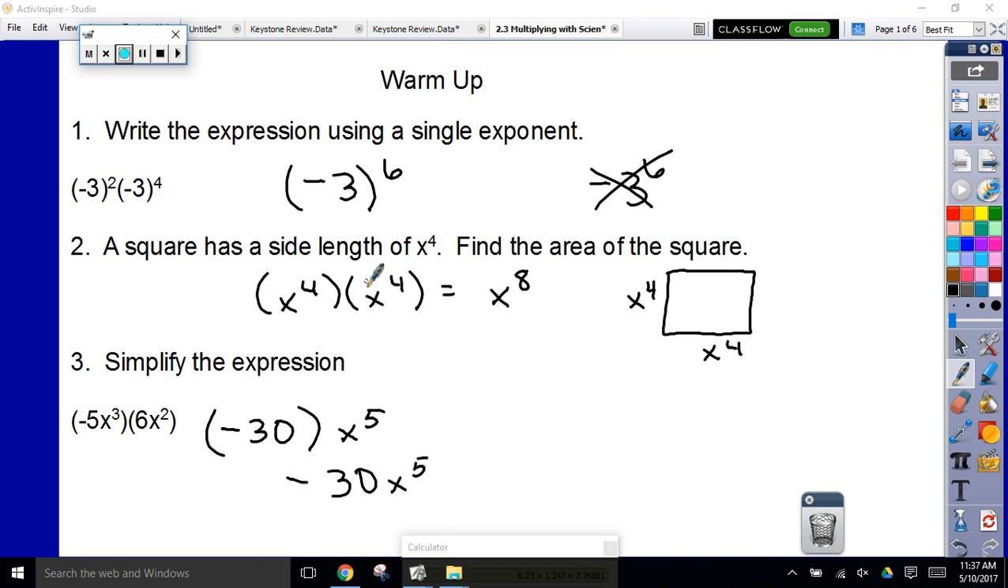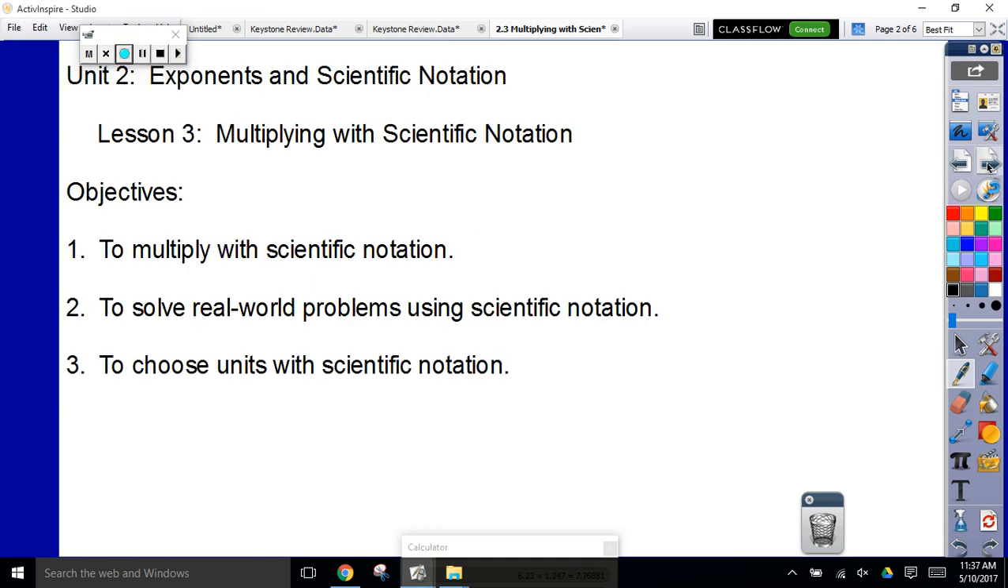Okay, so today's lesson, we are going to be taking what we learned yesterday and applying it to multiplying with scientific notation. So yesterday we multiplied powers with the same base. When we have numbers in scientific notation, we have powers, all powers of 10, so 10 is the same base. So we're going to multiply with scientific notation. We'll look at some real-world problems using scientific notation. And then this last objective is kind of interesting, choosing what units you're going to use with scientific notation.